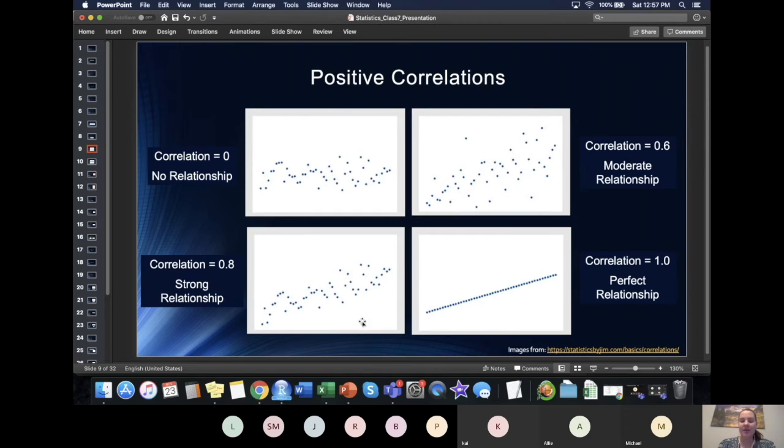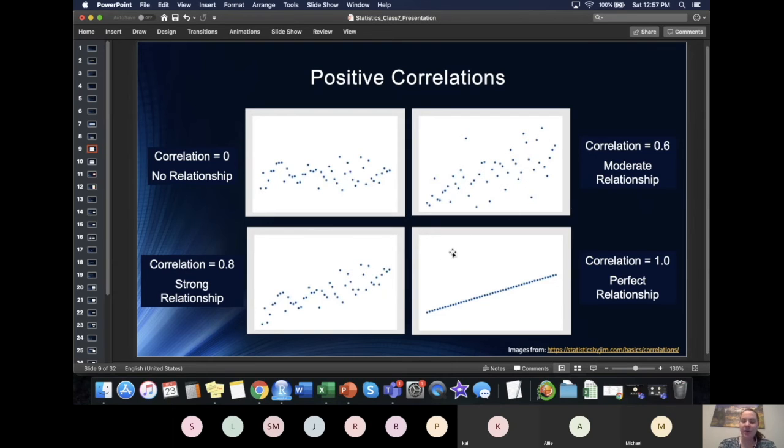And that is something that we would call a strong correlation. So if you see 0.8 in work that you do, that's a pretty good indication that there is definitely a relationship. And not only is there a relationship, it would be meaningful in practice. So it gives you some good information.